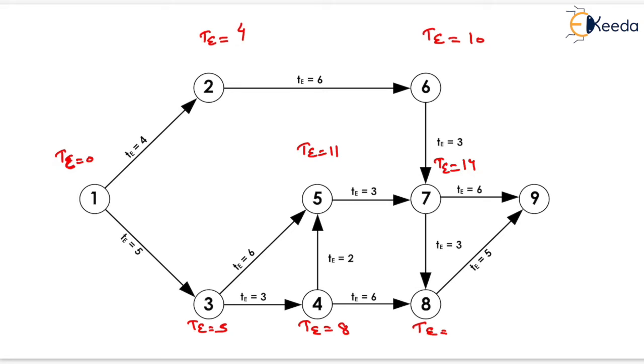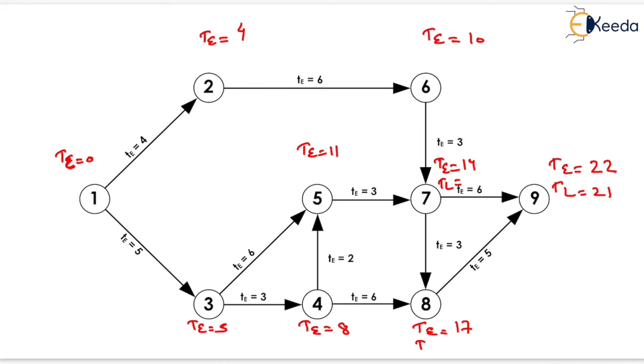Similarly, we can find the TE for event 8. It will be equals to 8 plus 6, that is 14, and 14 plus 3, that is 17. So TE will be equals to 17. Similarly, TE for event 9 will be equals to 17 plus 5, that is 22, and 14 plus 6, that is 20. So maximum will be the answer, that is 22. Now schedule completion time is already given in the question, which will be equals to 21.